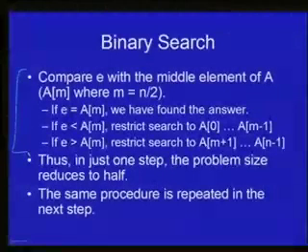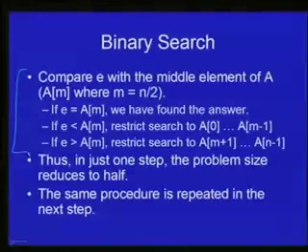In each step we compare E with the middle element of the part of the array that we are looking at. So we basically compare E with A[M], where M is equal to n/2, that is the middle element of the array. If E and A[M] are equal, then clearly we have found E in the array, and we have found it at index M, so M is the answer.